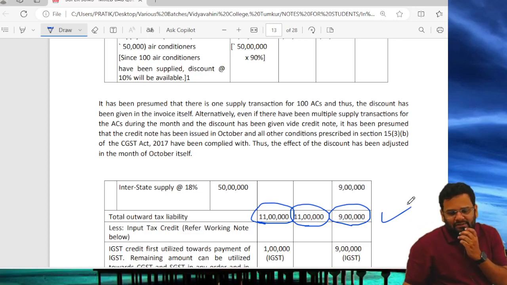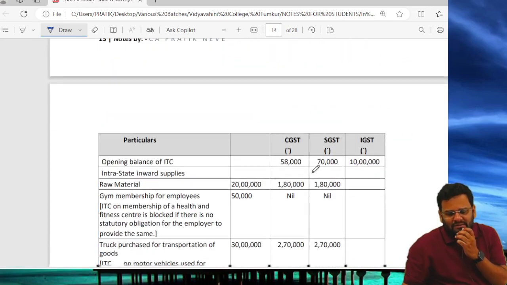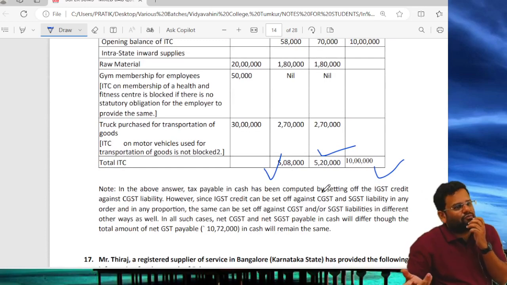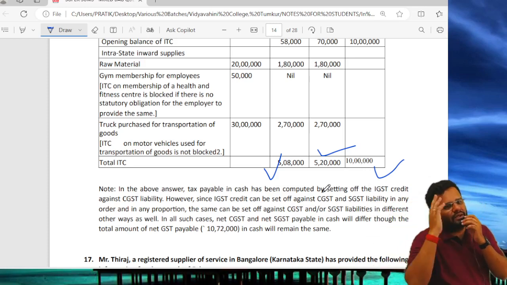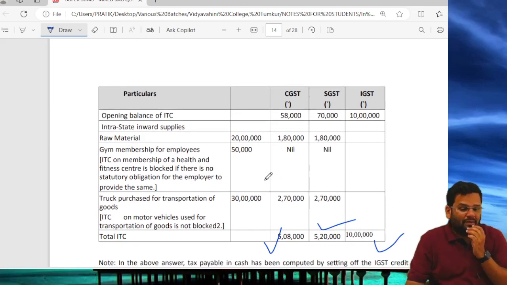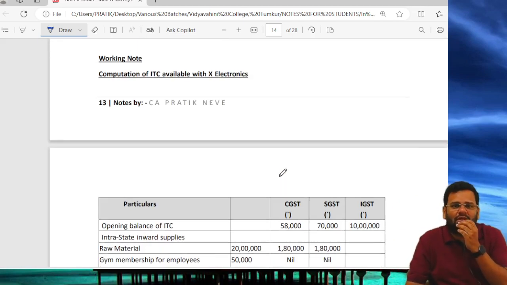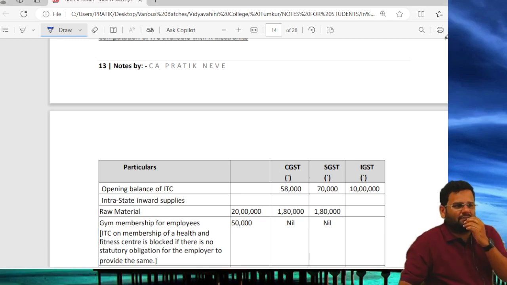Your output taxes are 11 lakhs and your ITCs of CGST and SGST are 5,08,000 and 5,20,000. So none of the ITCs are covering the output tax. There's a huge gap. Use equally, don't apply much mind. Next line, less ITC of IGST utilized to pay output tax of IGST.